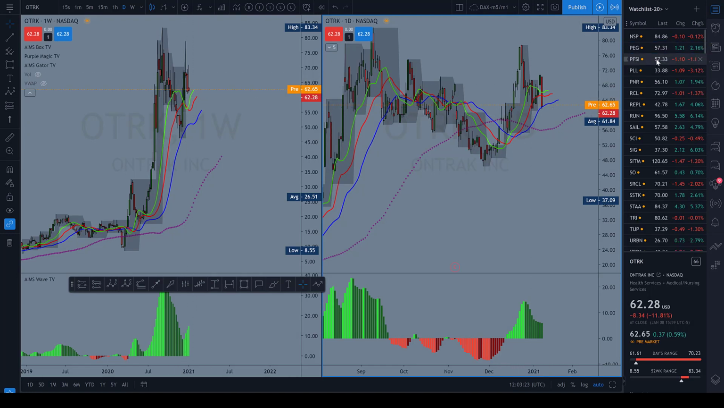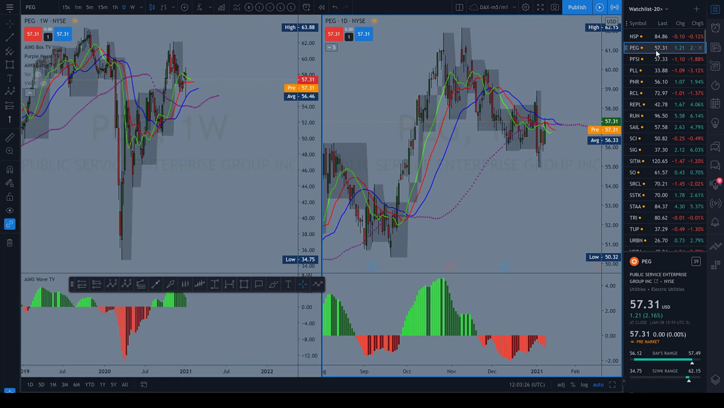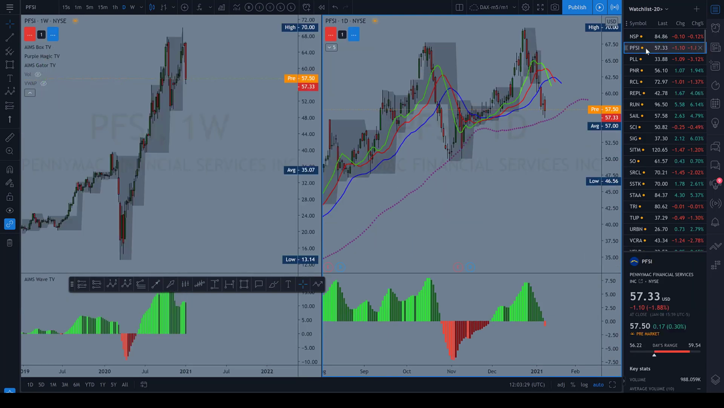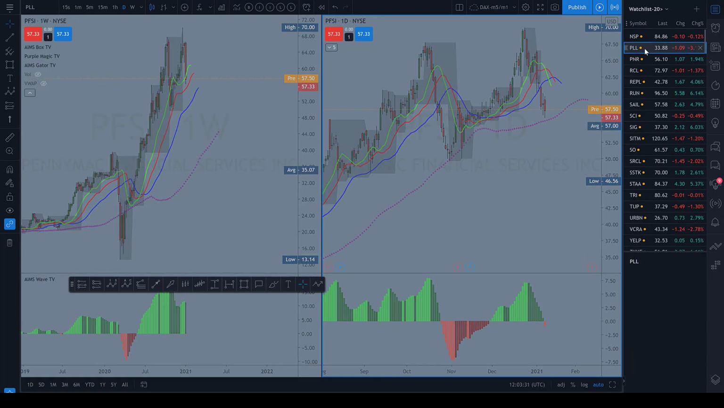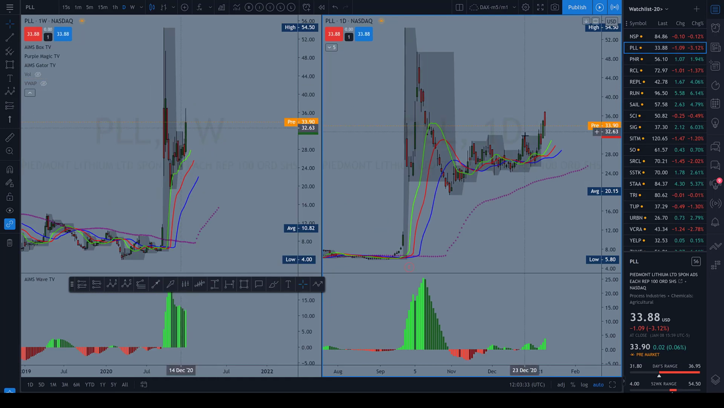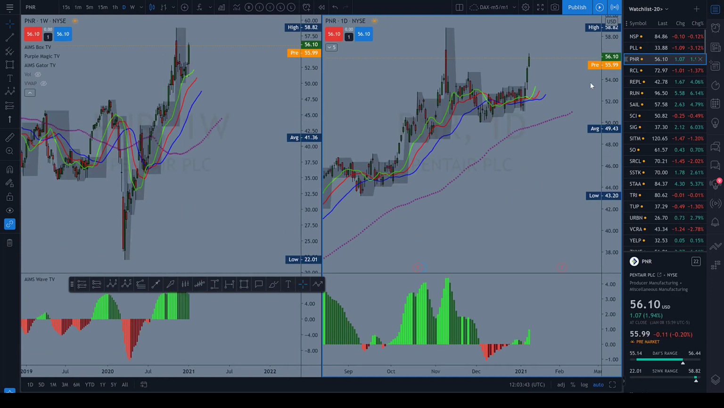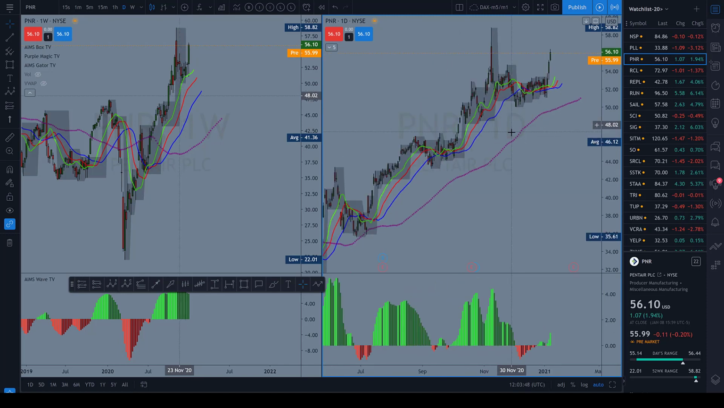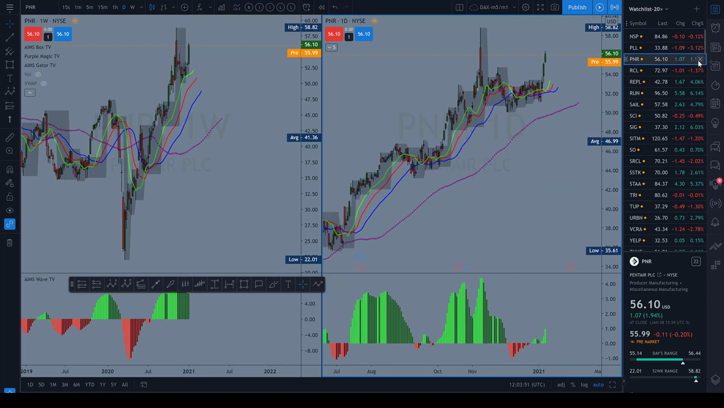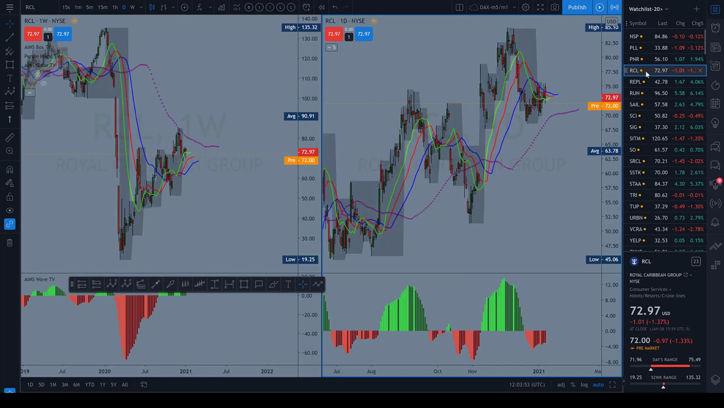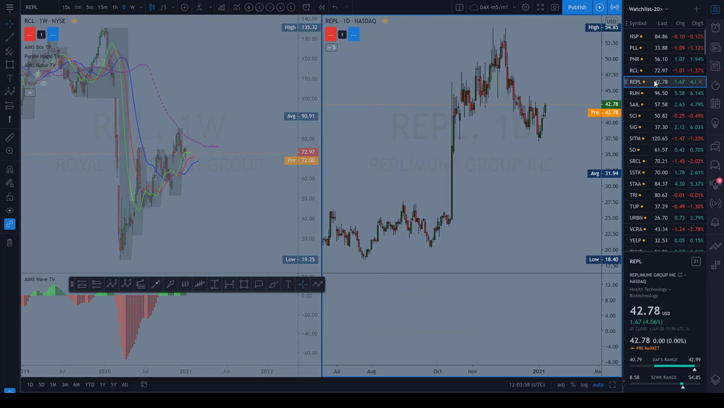That's a bad chart. PEG, not interesting. PFSI, this is gone as well. PLL, okay, this is the one that actually broke out crazy, then came down. Not really exciting, but I'll keep it for a while. Okay, this one, entry should have been made at 53. Haven't made it. Keep it for a bit just to see where it goes. Not exciting, but I'll keep it for a bit.